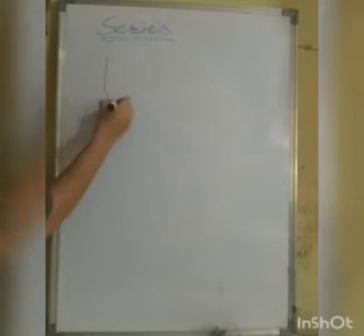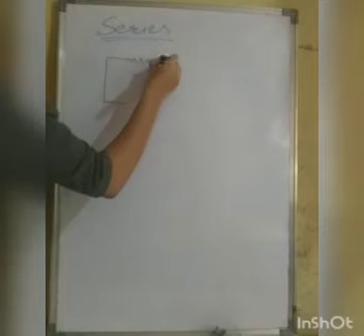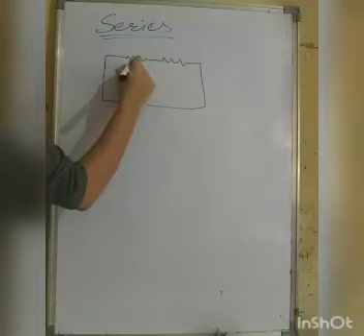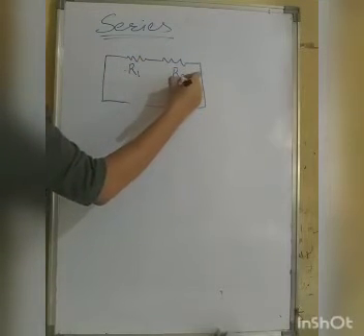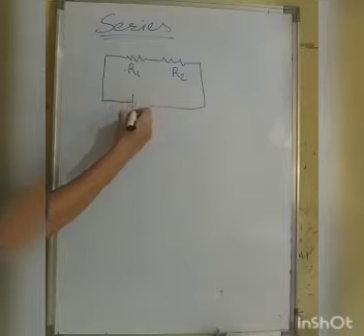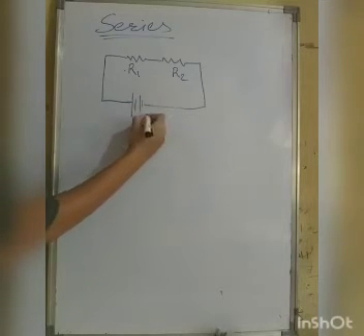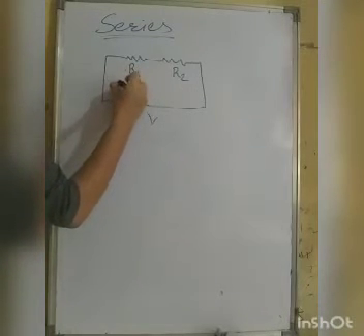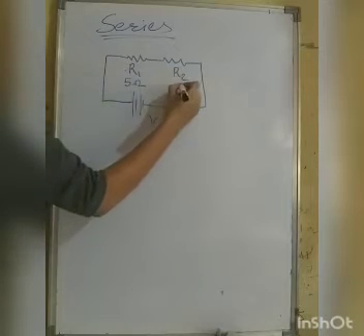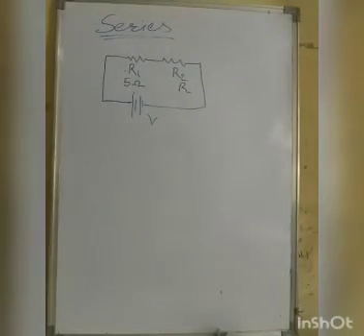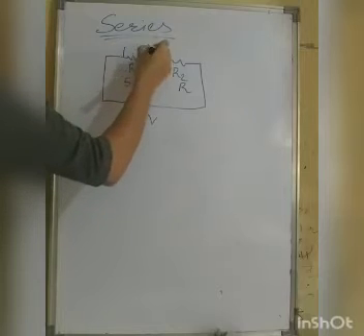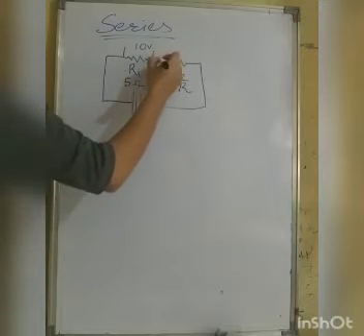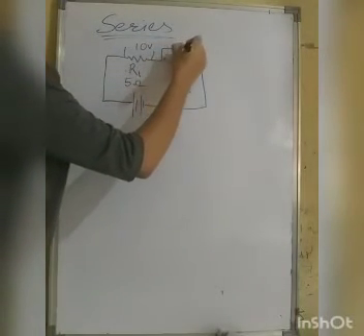So let's take a simple circuit of two resistances. These are the two resistances R1 and R2. It has been provided with a battery of voltage V. The value of R1 is 5 ohms. R2 value you don't know, that is R. The voltage drop across R1 is 10 volts and voltage drop across R2 is 6 volts.